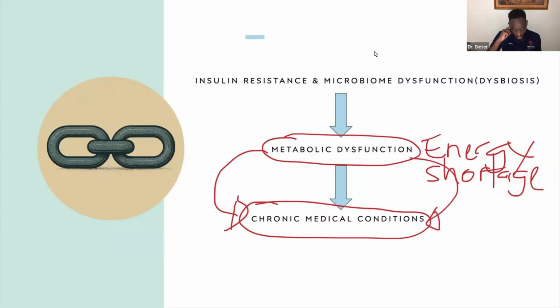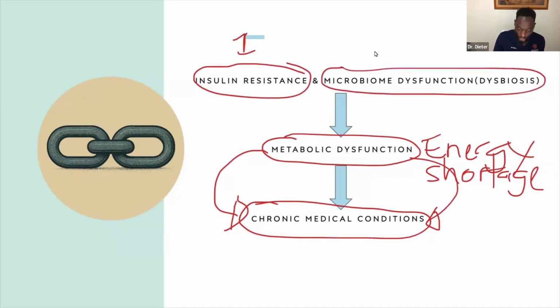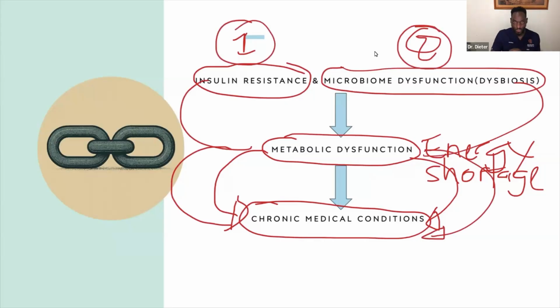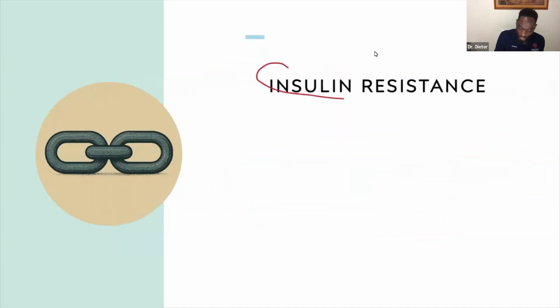That energy shortage in itself is coming from two things. One of which is insulin resistance contributing to that energy shortage. And the second is what we call microbiome dysfunction or dysbiosis. These two things result in metabolic dysfunction, and that metabolic dysfunction then results in the chronic diseases of today. So, what I would like to do is take each of them, insulin resistance and microbiome dysfunction, and talk about how they contribute to the metabolic dysfunction that then drives the diseases that we face in modern day society. So let's start with insulin resistance.